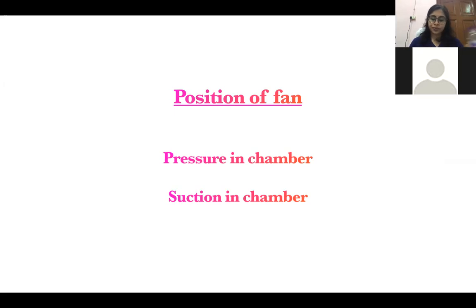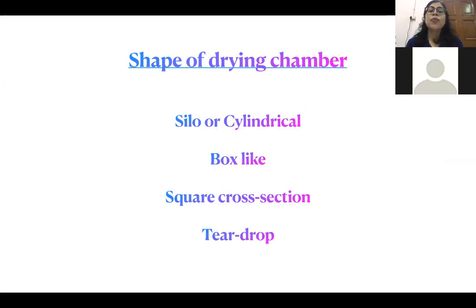Next comes shape of the drying chamber. There are basically four types of shapes. First is a silo or the cylindrical shape. Then comes a box-like shape, that may be a square or a rectangle. Then comes a square cross-section, which is a square to be very precise. It is not a rectangular box. It is always a square box. Or a teardrop shape.